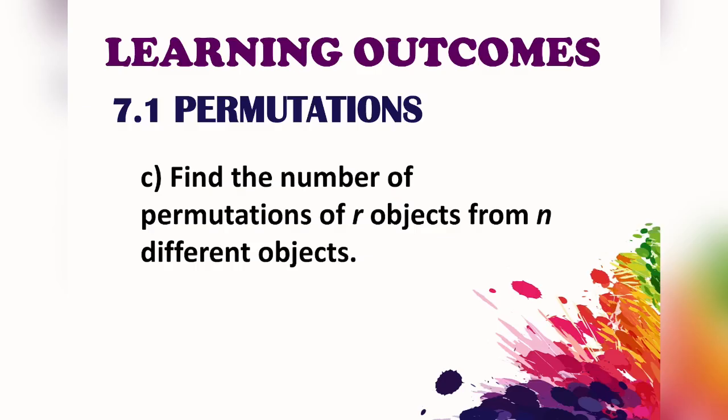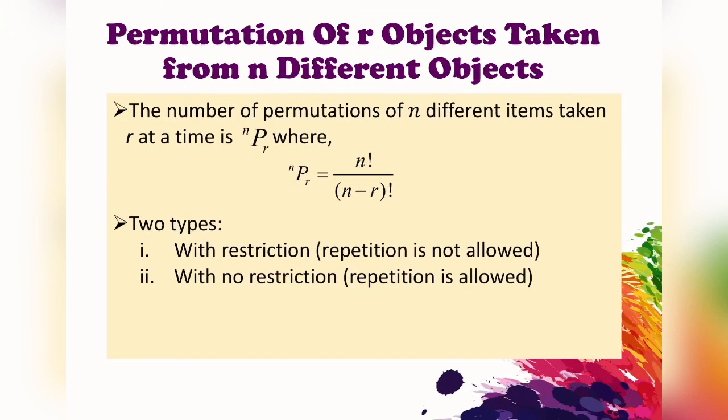Hi all, welcome back. This video will cover how to find the number of permutations of r objects from n different objects. Now for this case, the number of permutations of n different items taken r at a time is nPr, where nPr is equal to n factorial over (n minus r) factorial.